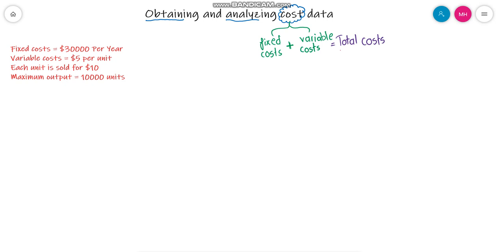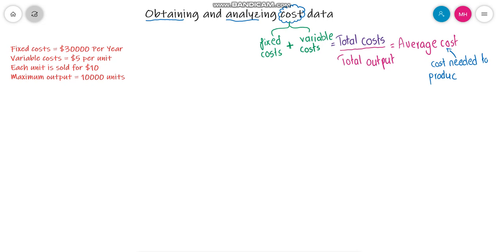And if we divide total costs over a specific period of time by the total output produced over that period of time, we get the average cost. And I said last time that the average cost is basically the cost needed to produce 1 unit of output. Okay, so now we've done a quick recap. Now we're going to obtain and analyze data.